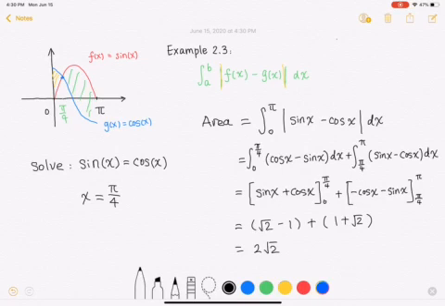So this is how you solve for the area between two curves. And please make sure you observe that f of x is on top of g of x or vice versa. That's how you use this formula.